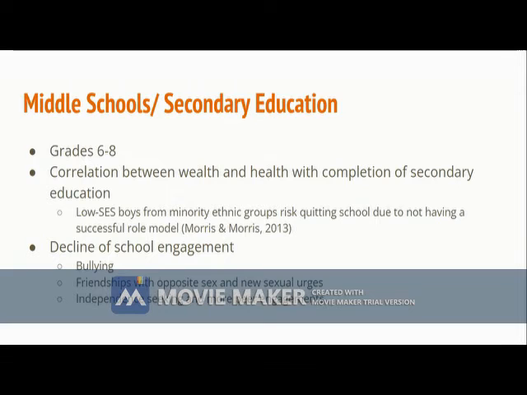Students also have to face the high-stakes test, where students in 24 states in the US are required to pass in order to graduate. This can add on to students' stress, but it's a risk for boys and low SES students from minority ethnic groups because they are at a higher risk for quitting school due to not having a successful role model.